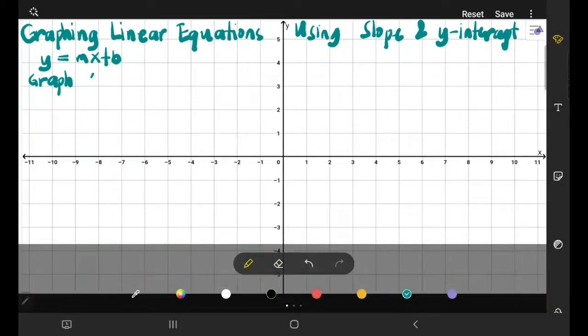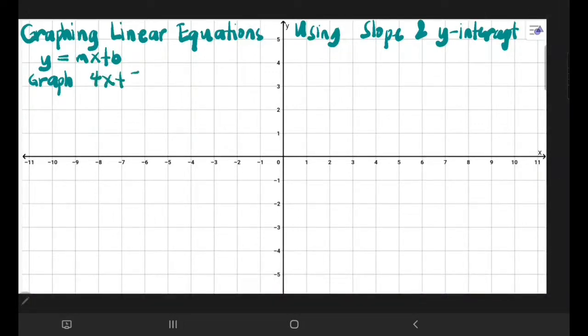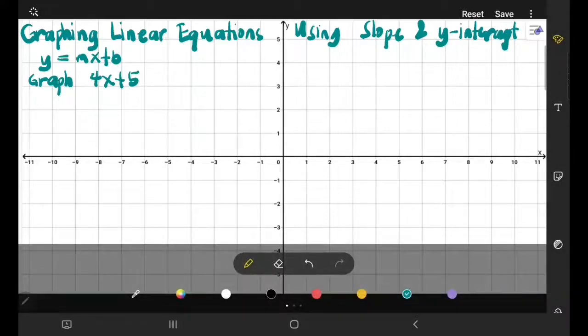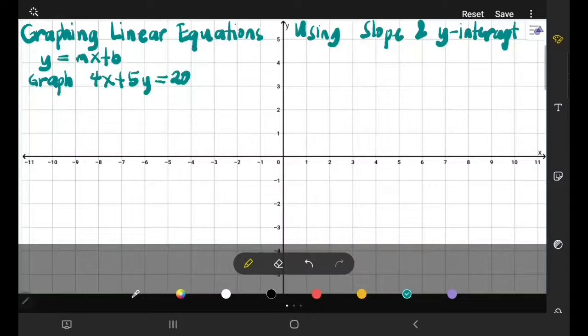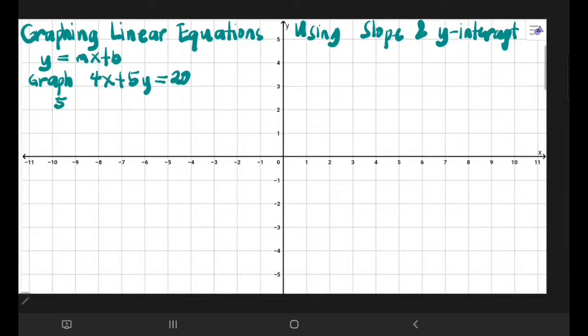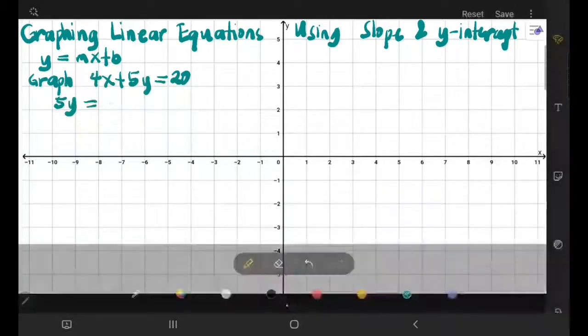You have 4x plus 5y equals 20. So, this equation is in standard form. So we need to rewrite this into slope-intercept form so that you could identify the slope and the y-intercept. Okay? So let's begin. So from 4x plus 5y equals 20, we need to transpose 4x.